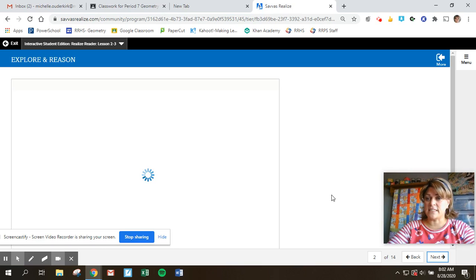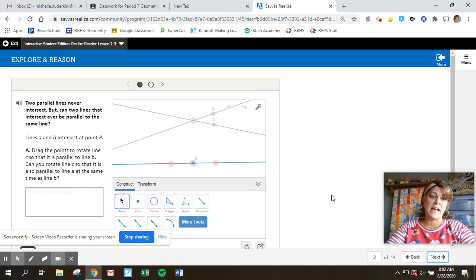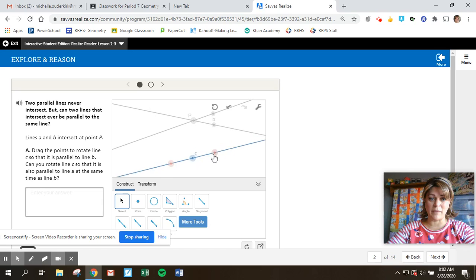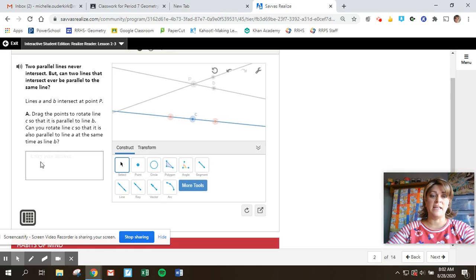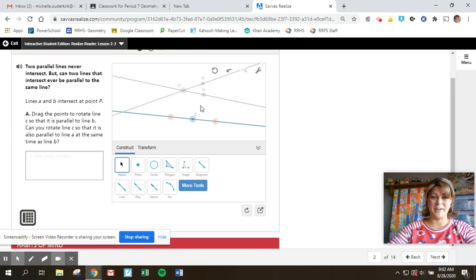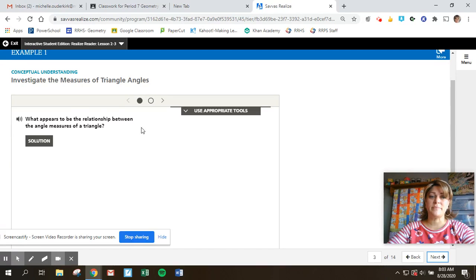All right, I love how this lesson starts out. It talks about two parallel lines never intersecting. You should know that two parallel lines don't intersect. But can two lines that intersect ever be parallel to the same line? And it asks you to manipulate. It gives you specific instructions in part A to figure out if this is possible or not possible, so go ahead and manipulate these things. I don't want to give you the hint, so I want to see if you can figure it out.